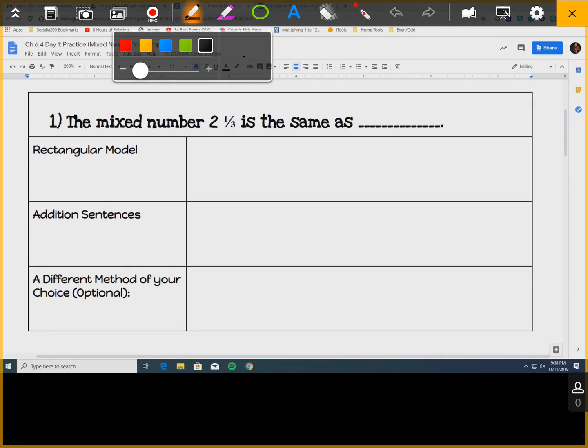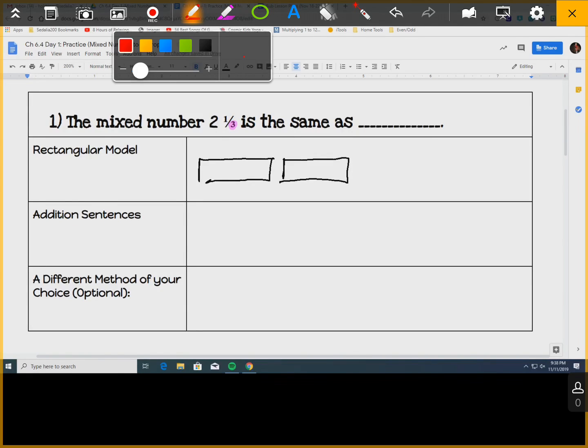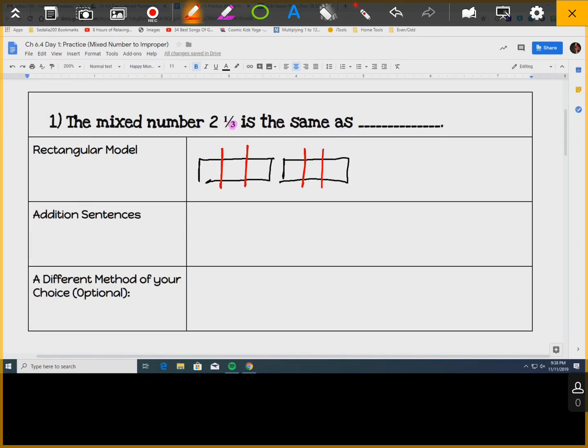Starting with my rectangular model, I'm going to draw 2 wholes. And I'm going to recognize that since in my mixed number I have the fraction 1/3, all of my wholes are made out of thirds. So I'm going to cut each whole into thirds. My first whole is made out of 3/3. My second whole is made out of 3/3.